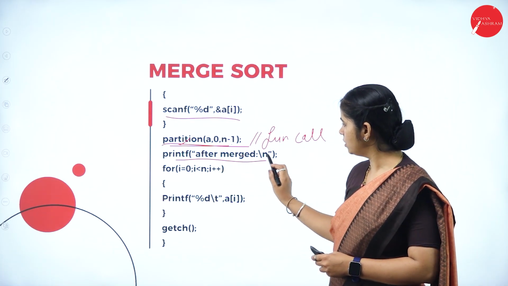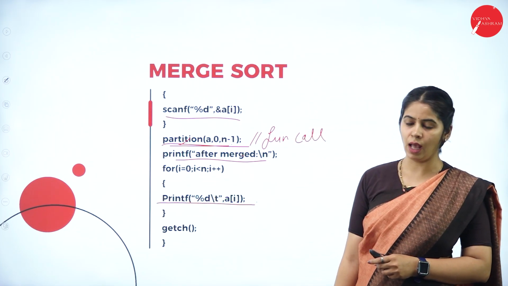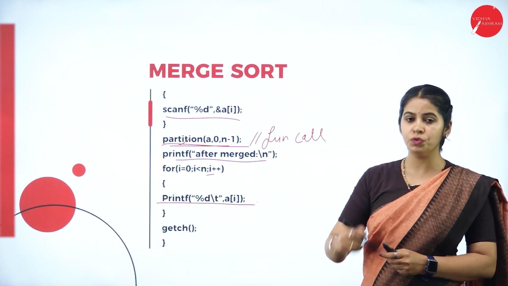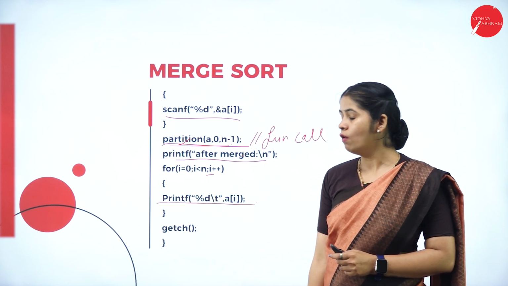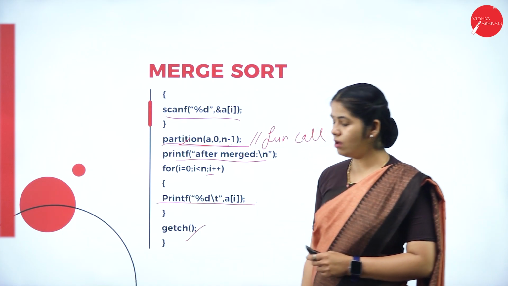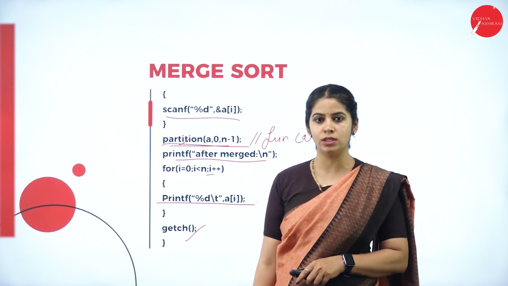Now we have to print the elements after sorting the array. After merge sort, we have to print the elements of the array. That is done by using the printf statement within a for loop, because we have n number of elements to be printed. Then we stop the execution, getting the result back.